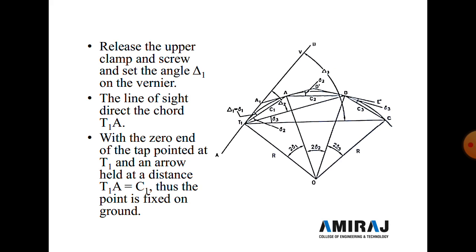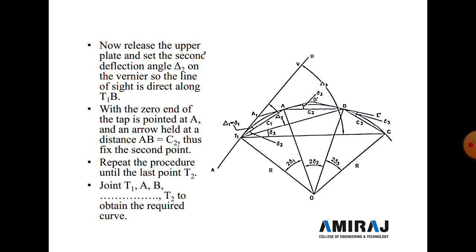Now release the upper clamp and the screw and set the angle delta 1 on the vernier, and the line of sight directs along the chord T1A. With the 0 of the tape at the point T1 and an arrow held at A, C1 is chord 1 fixed on the ground. So mark point A with a wooden peg or arrow.